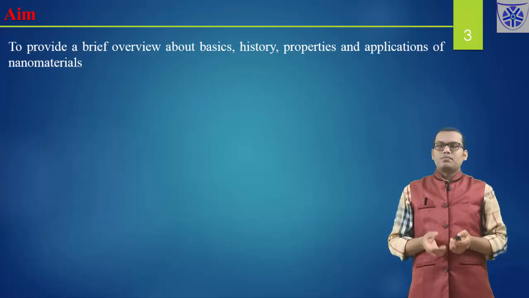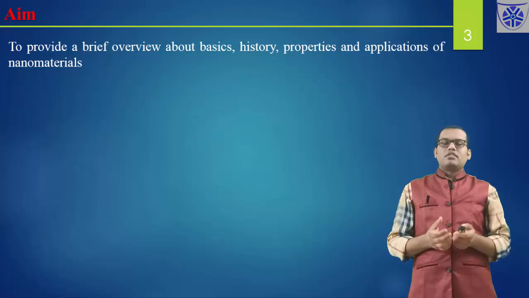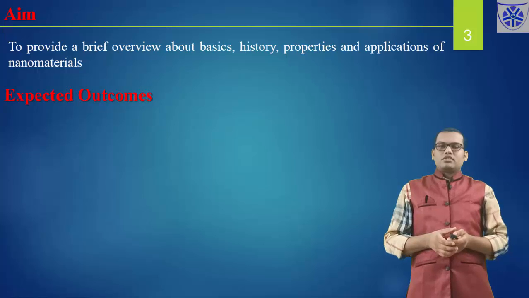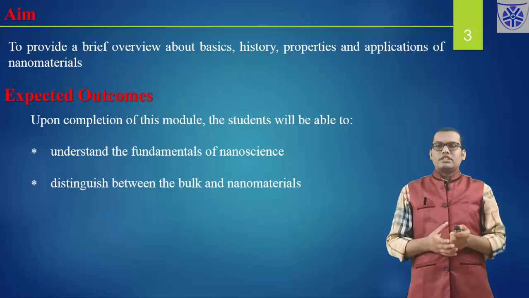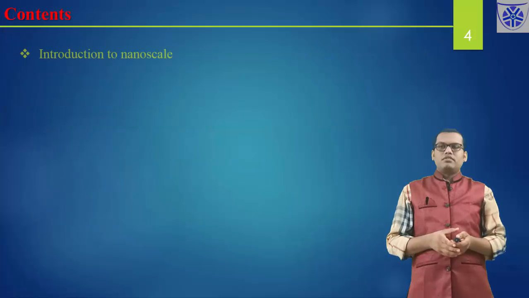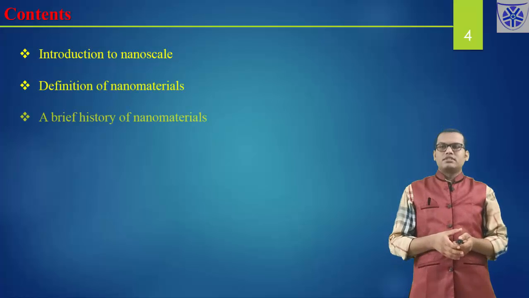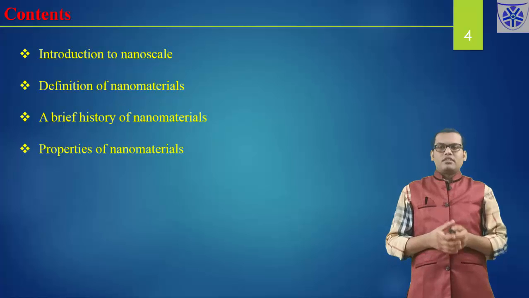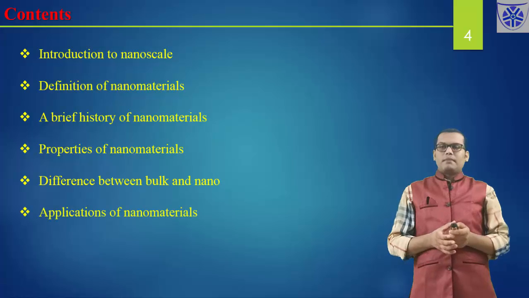The aim of this course is to provide a brief overview of the basics, history, properties and applications of nanomaterials. Expected outcomes after completion of this module: you will be able to understand the fundamentals of nanoscience, distinguish between bulk and nanomaterials, and correlate the properties of nanomaterials with the applications. I am going to cover introduction to nanoscale, what you mean by nano, definition of nanomaterials, a brief history of nanomaterials, properties of nanomaterials, the difference between bulk and nanoparticles, and the applications of nanomaterials.